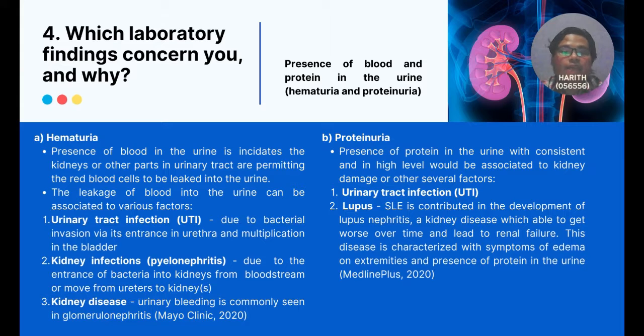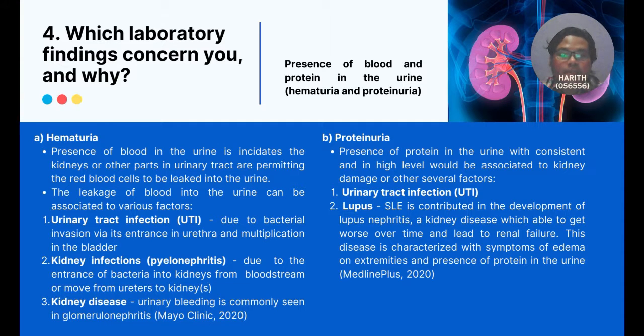Second, kidney infections, or pyelonephritis, which are due to bacteria entering the kidneys from the bloodstream or moving from the ureters to the kidneys. And the third one is kidney disease, where urinary bleeding is commonly seen in glomerulonephritis.